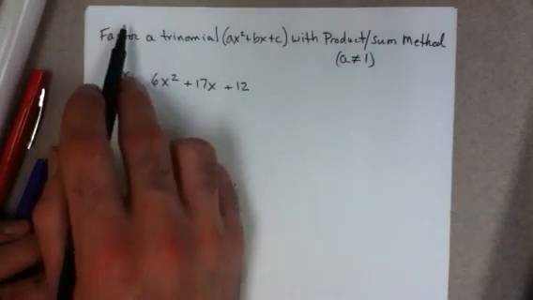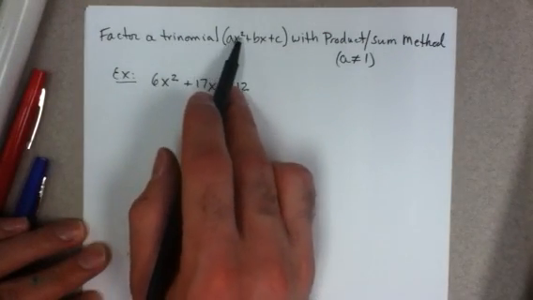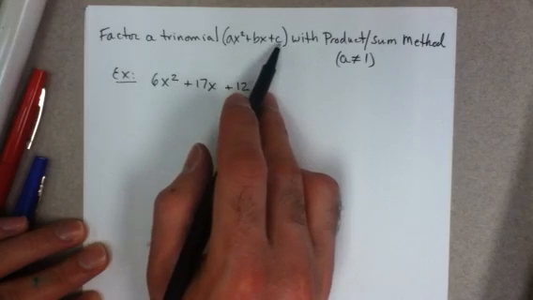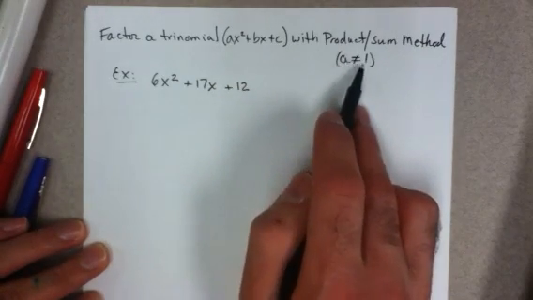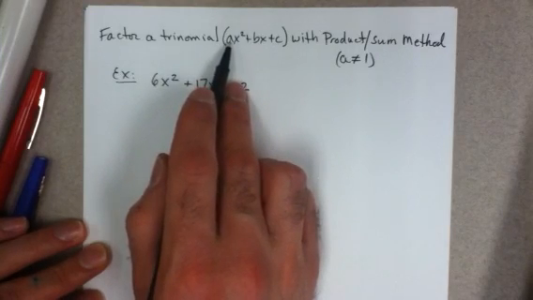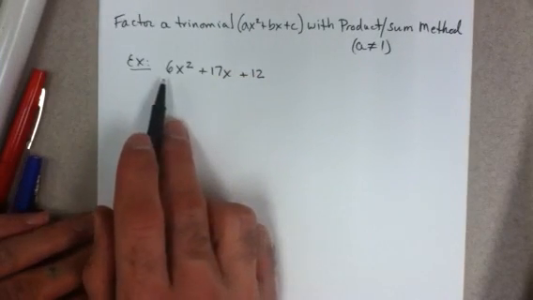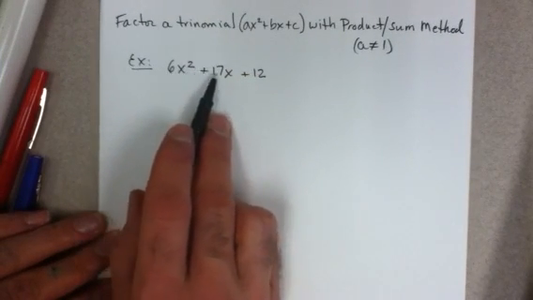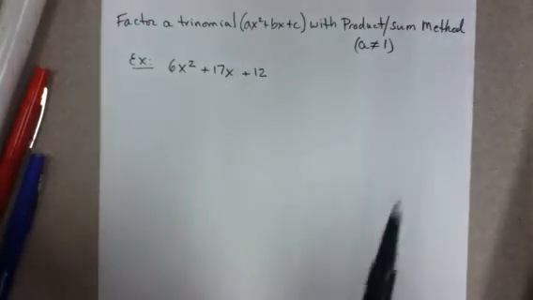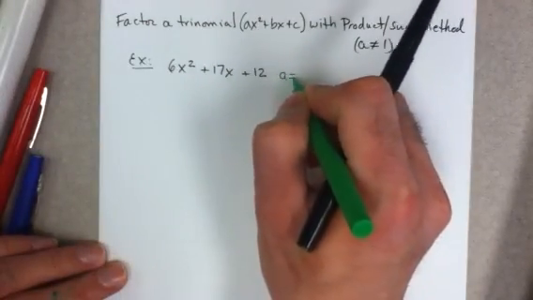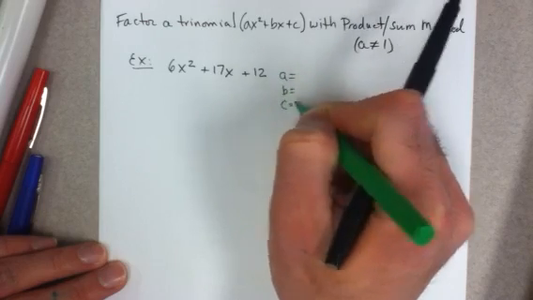This video is about factoring a trinomial of the form ax squared plus bx plus c with the product sum method when a is not 1, and this a refers to the leading coefficient here. So here's an example in the form ax squared plus bx plus c where a is not 1. And so what we're going to do is first of all identify a, b, and c.